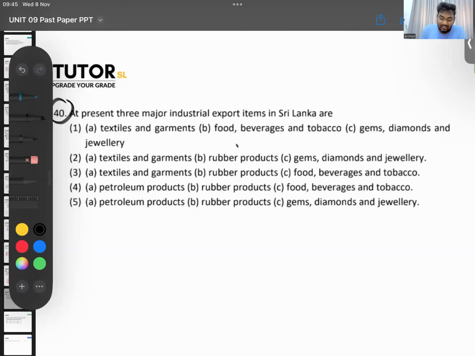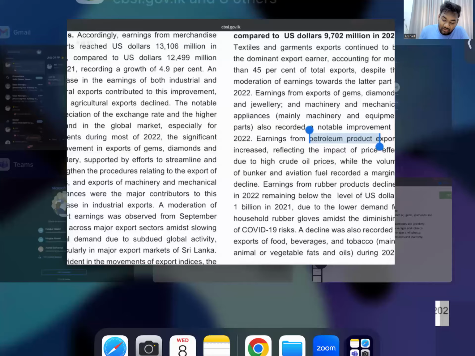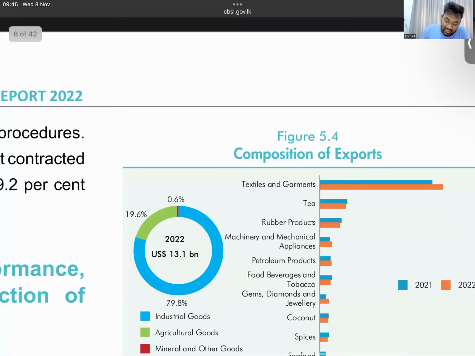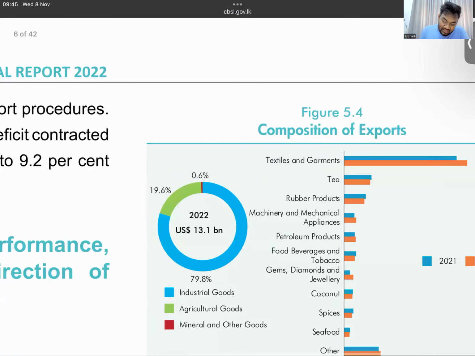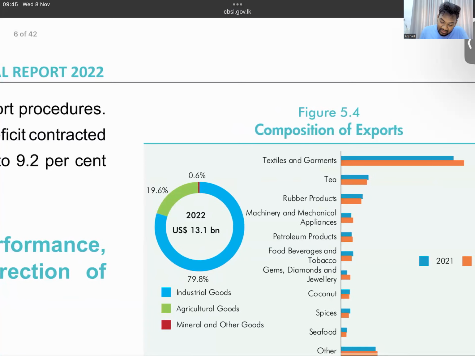Now, if you look at the main thing over here. Tea, textile and garments, number 1. Tea is not industrial, so you can't take tea. Here, rubber products. Remember, not raw rubber. If it was raw rubber, yes, like I said before, agriculture. But when you say rubber products, it can be industrial. And then there is this machinery and mechanical appliances product, it has fallen last year. There is petroleum products, there is food and beverages.